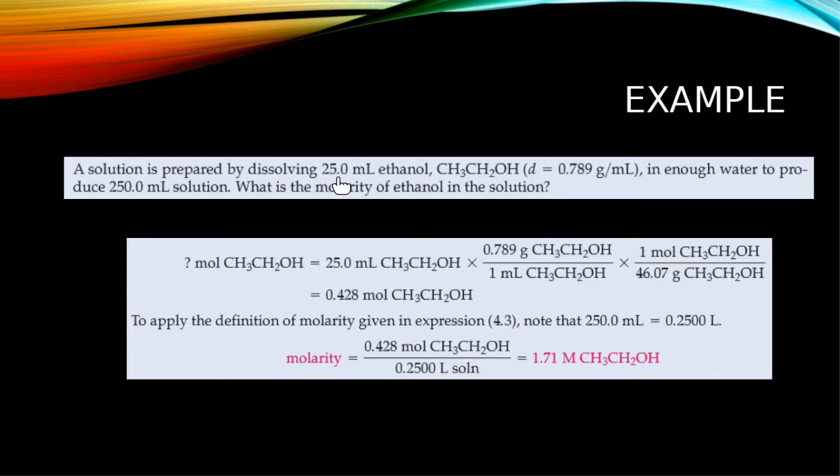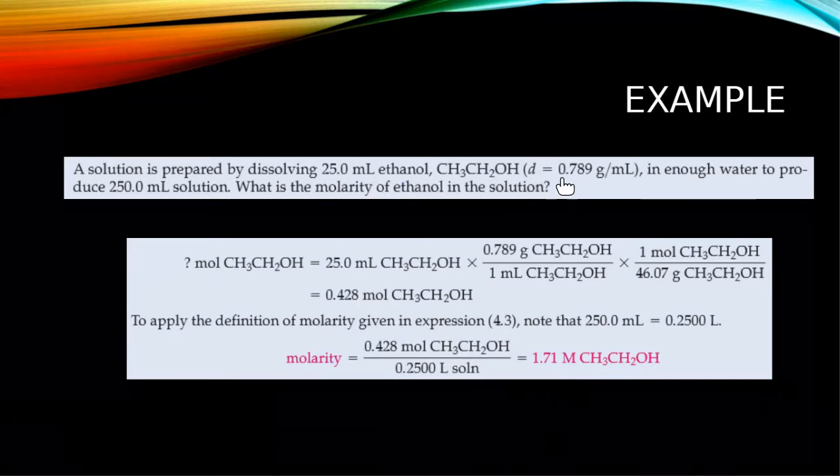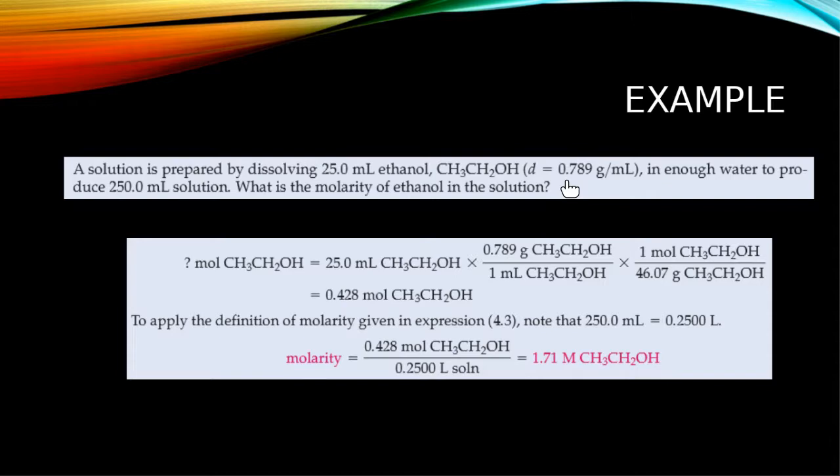We have 25 milliliters of ethanol, and they always have to give the density, because ethanol is a liquid. For a liquid, we can't weigh it in grams; we always measure it by volume, so we have to get the density of that chemical. It is dissolved in enough water to produce 250 milliliters of solution.